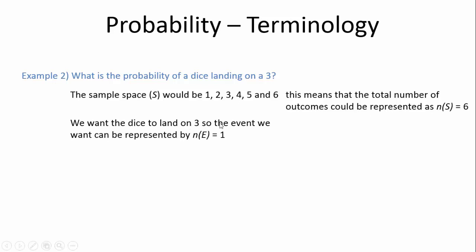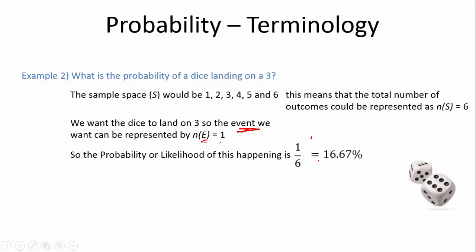We want the dice to land on a 3. So the event we want can be represented by n(E). The event we want is 1. There's only one outcome, and that's 3. So the probability or likelihood of this happening is 1 over 6. There's a 1/6 chance that a dice will land on a 3 when you throw it. And that is 16.67%.